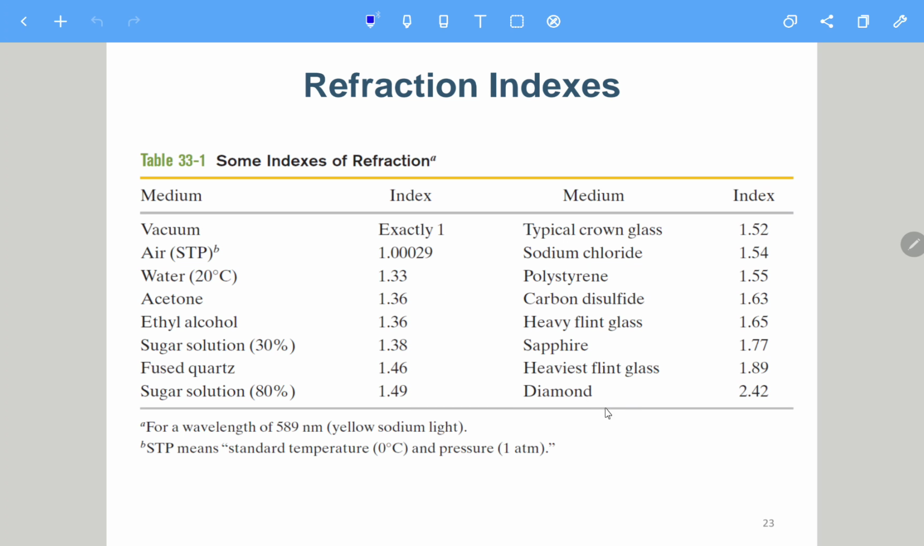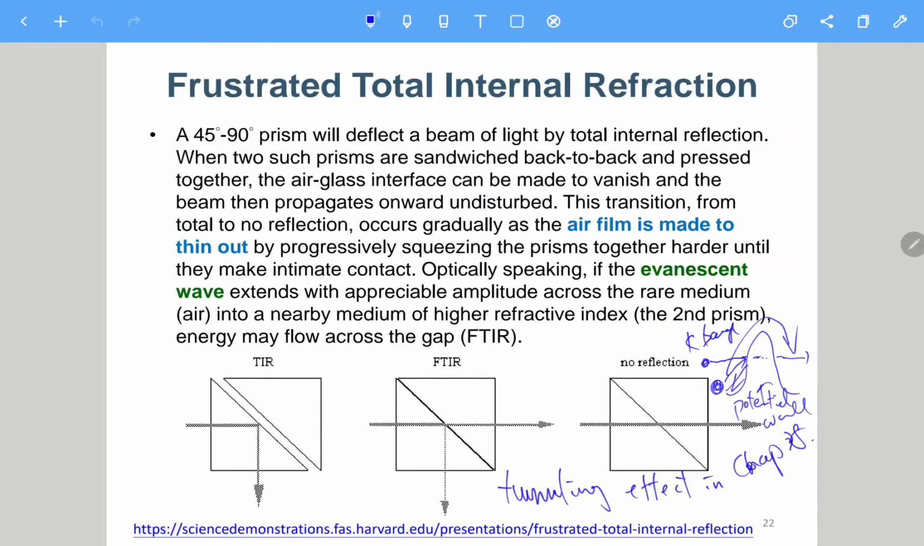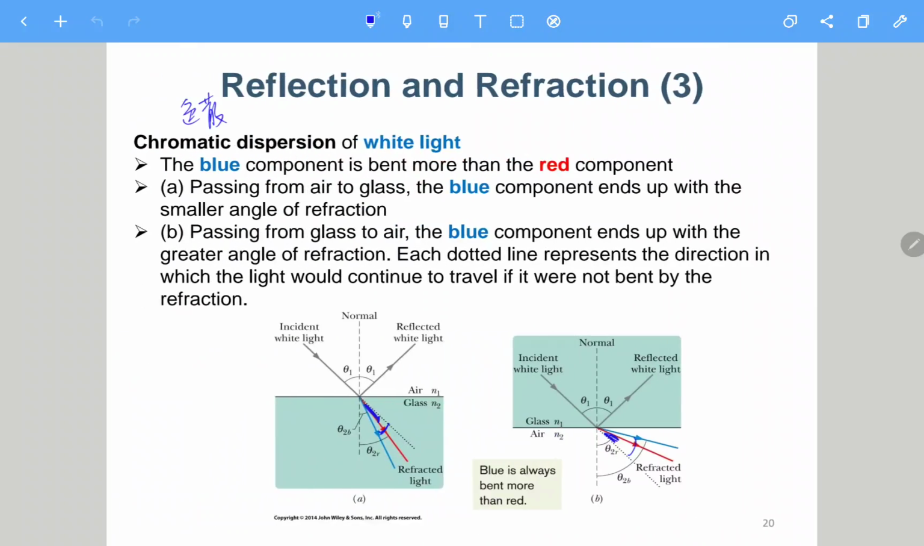And this one, what ladies like, is a diamond. The index of refraction is 2.42. So you can see the chromatic dispersion due to the diamond. And the larger the index of refraction, the stronger this chromatic dispersion will be.